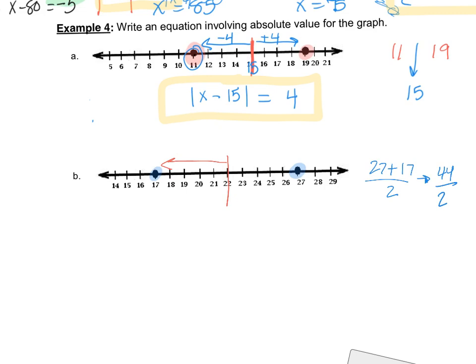17 is 5 less than 22, and 27 is 5 more. They're both 5 units away. So this is 5 units and this is 5 units. That is the absolute value because that's the distance. The equation would then be the absolute value of x minus 22. So you take 22 away from x and then take the absolute value of that, and that should give you 5.